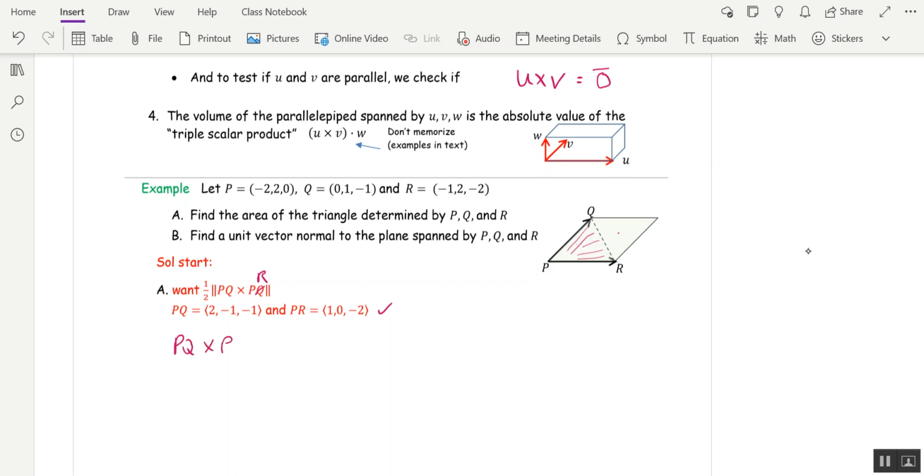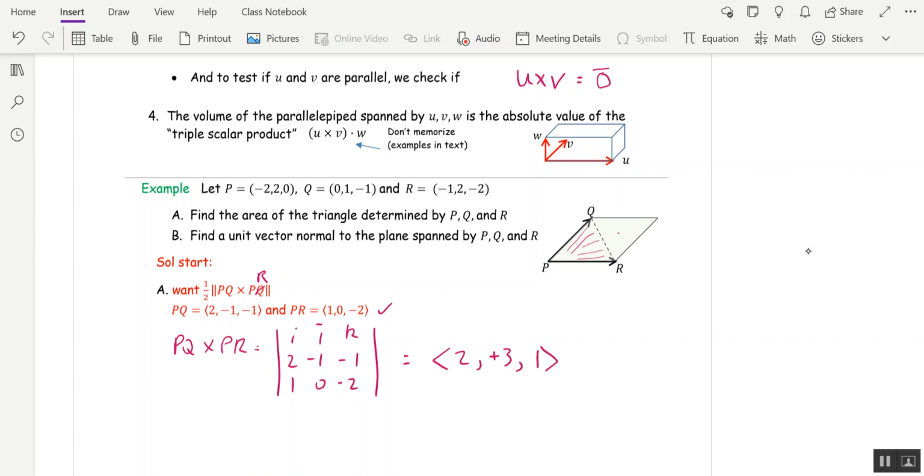PQ cross PR is the determinant of i, j, k, 2, -1, -1, 1, 0, -2. Okay, that is 2 minus 0 is 2. The next entry is negative. I get -4 plus 1 is -3, but it's negative, so that gives me a positive 3. And then finally, 0 plus 1 is 1.